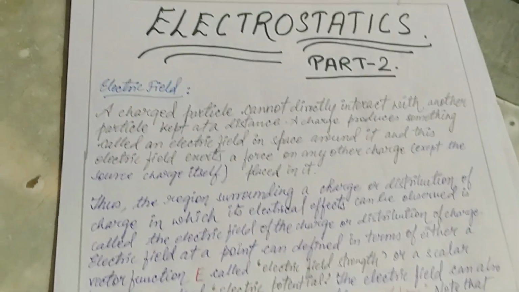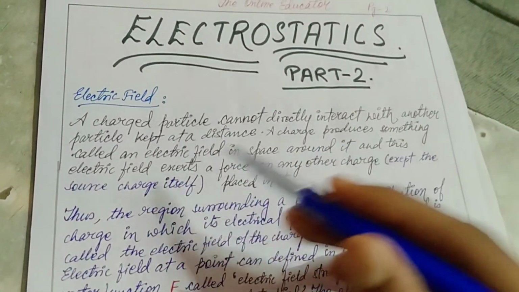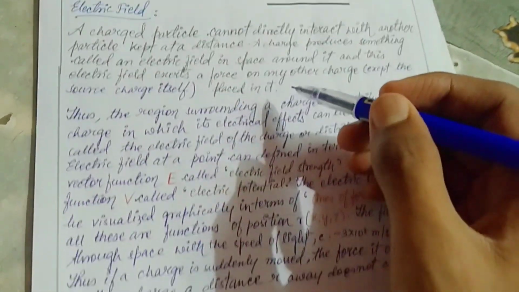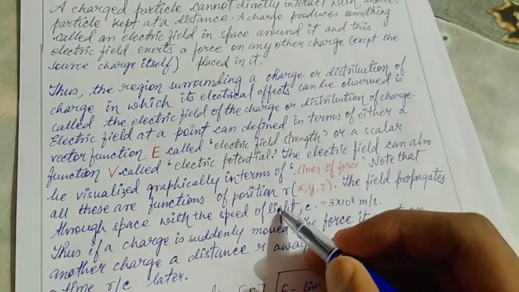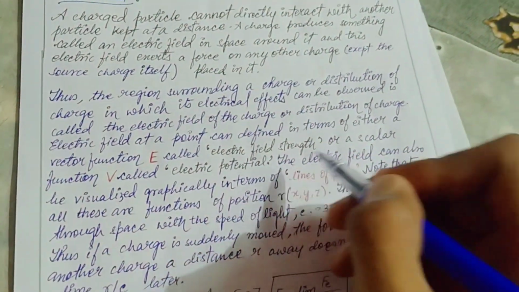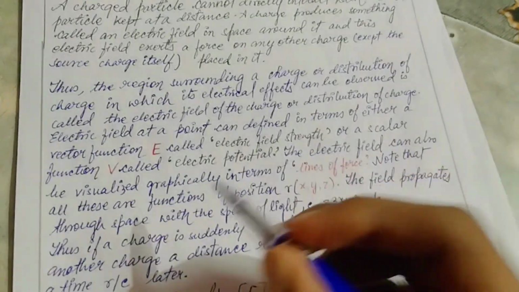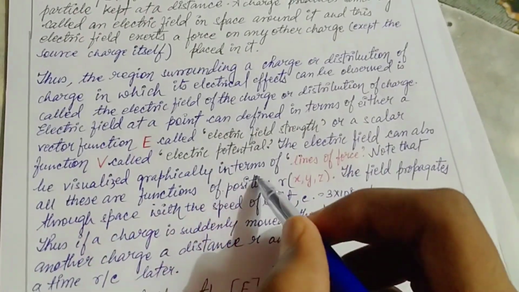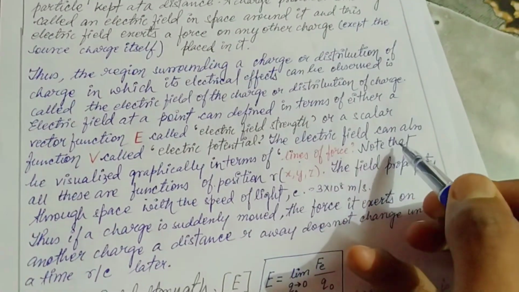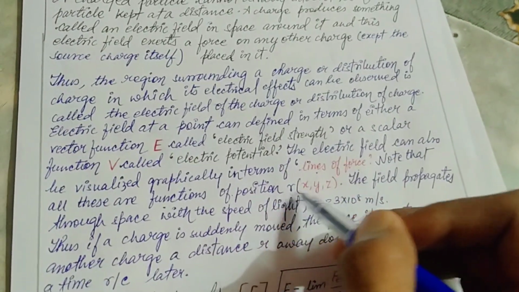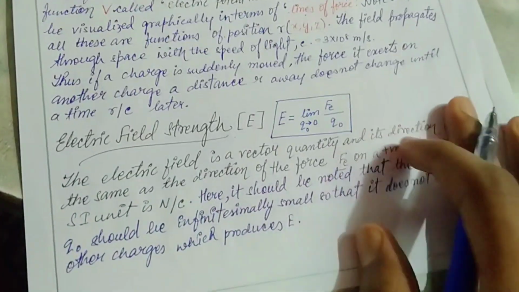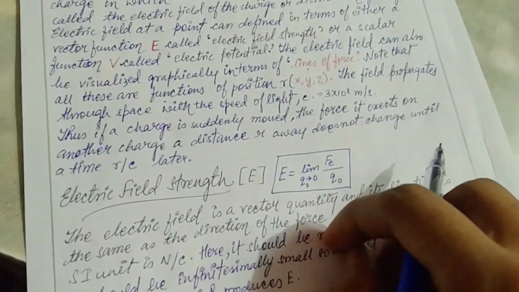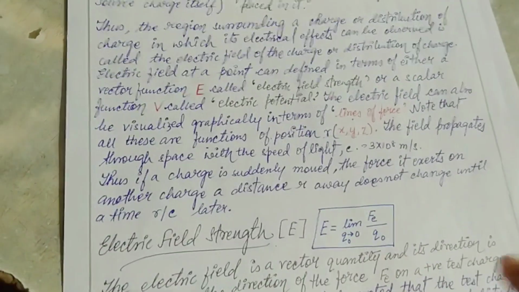You can go through the notes written here. I have listed all of the points, and here we also see that the electric field can be visualized graphically in terms of lines of force, and it can be represented in x and y coordinates. Everything is given here, and you can read the notes given in the description.